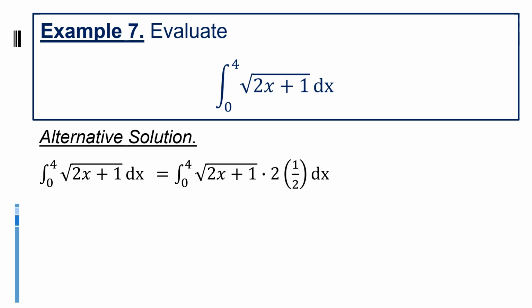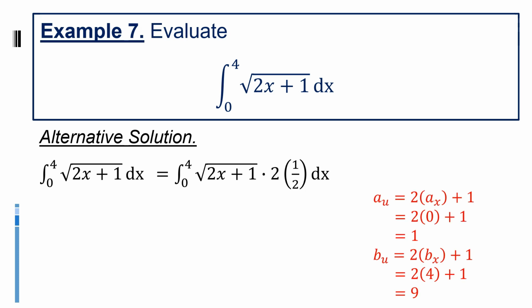So, how is that? So, for our alternative solution, we have the definite integral from 0 to 4 of the square root of 2x plus 1 dx is equal to the definite integral from 0 to 4 of square root of 2x plus 1 times 2 times 1/2 dx. Ngayon, ito yung sinasabi ko. Yung lower limit kasi natin is 0. Yung upper limit is 4.